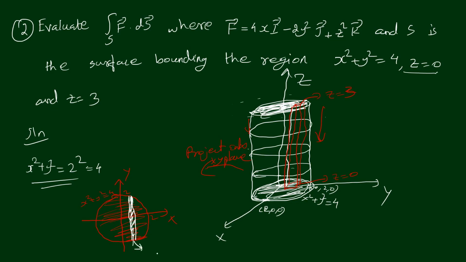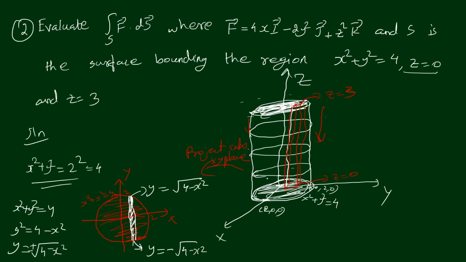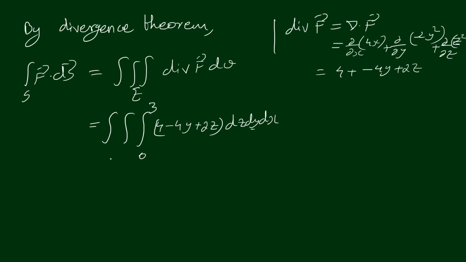So what is the y value there? It is a part of the circle, x square plus y square is equal to 4. So we need the y value. y square is equal to 4 minus x square, so y is equal to plus or minus under root 4 minus x square. Since it is the negative side of the y-axis, this value will be negative under root 4 minus x square. And what is the upper limit? Since it is the positive side of the y-axis, it is positive under root 4 minus x square. Lower limit is minus under root 4 minus x square, upper limit is plus under root 4 minus x square.